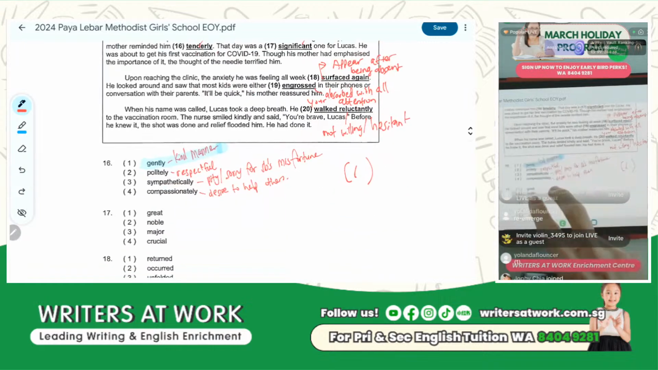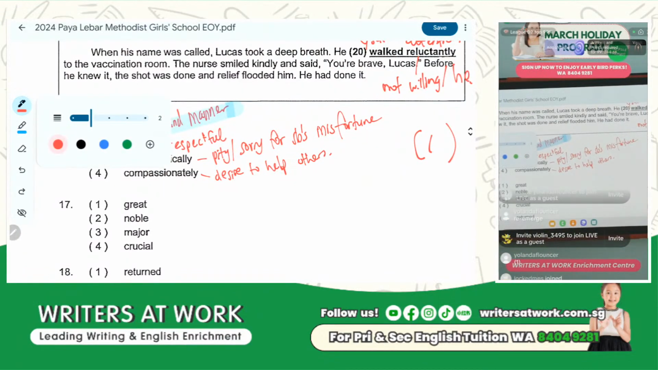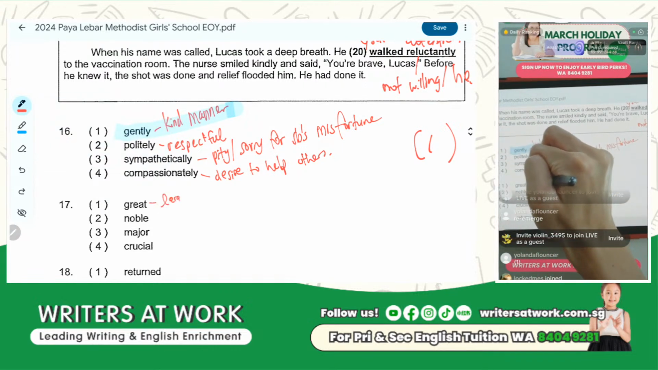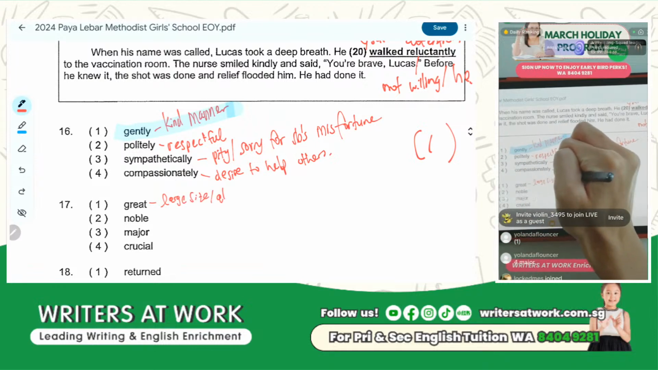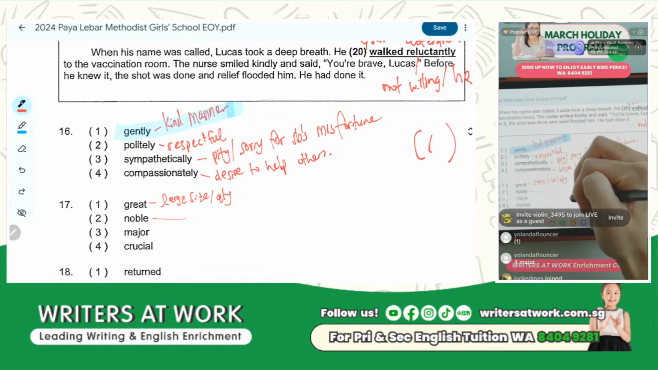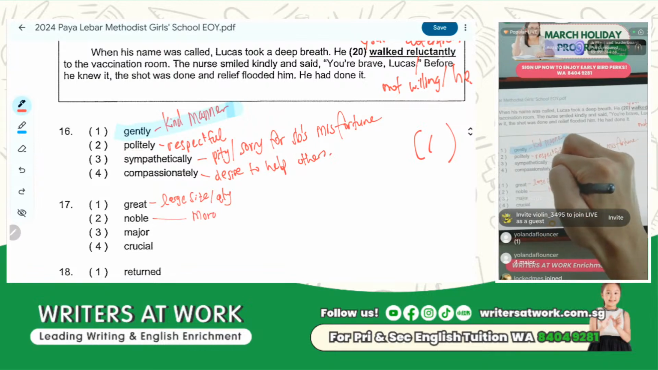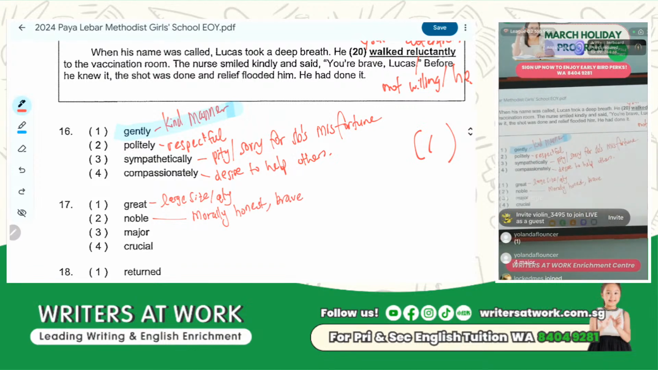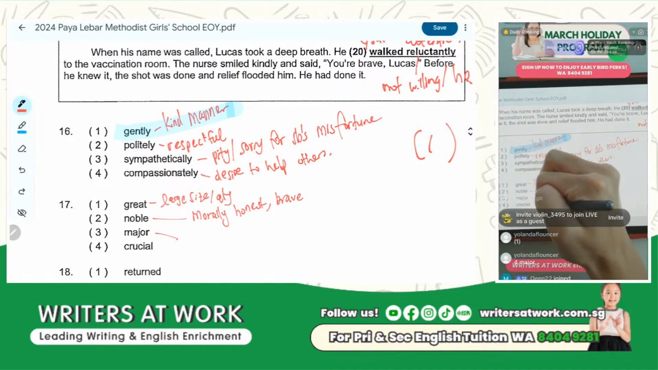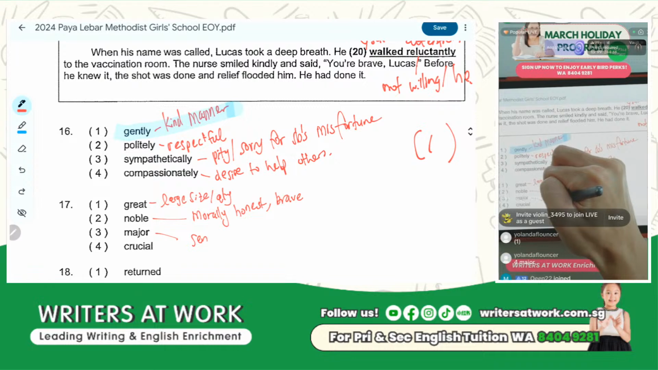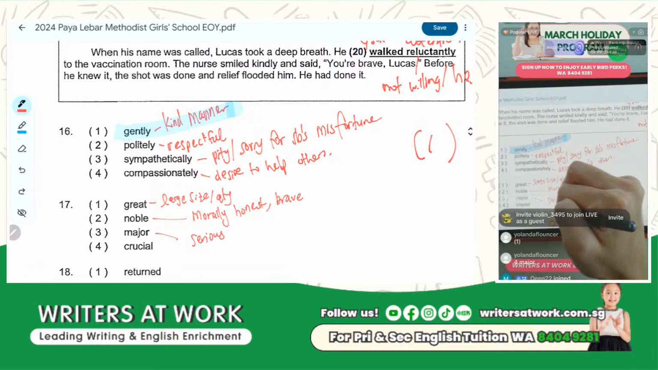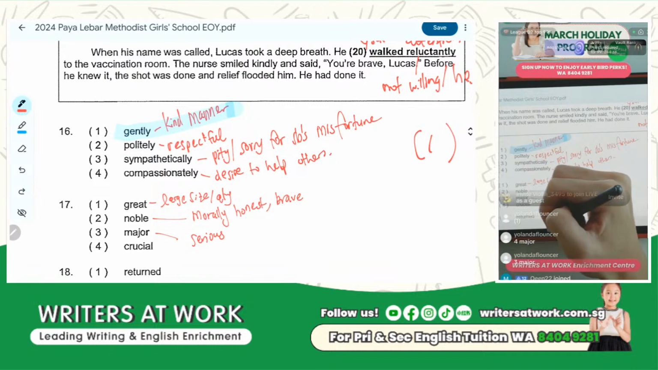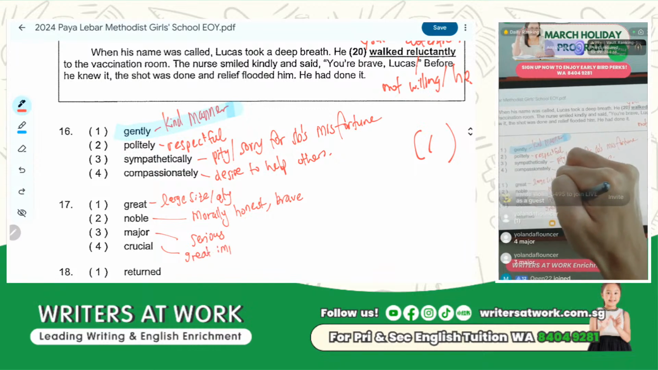Now, next one is significant, which means something is very important, something that you need to take note of. Looking at the options given to us, first one is great, which means something is large in size or quantity. Noble means that you are morally honest or very brave. Okay, it has to do with character, a good character. Major means something is very serious. And last, crucial here means something is of great importance, or you can even say is necessary.